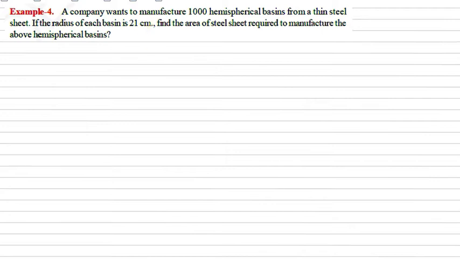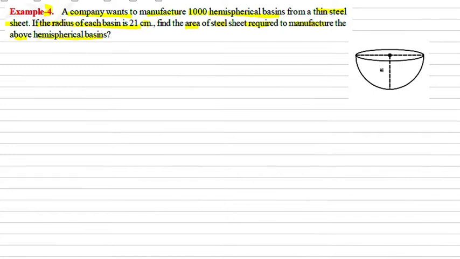Next example, the fourth one. A company wants to manufacture 1000 hemispherical basins from a thin steel sheet. If the radius of the basin is 21 centimeters, find the area of steel sheet required to manufacture the above hemispherical basins. Look at here, they are manufacturing 1000 hemispherical basins using thin steel sheet. So first we need to find the surface area of a hemispherical basin for one basin.